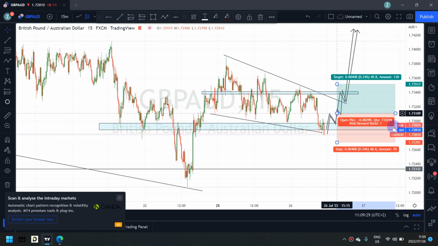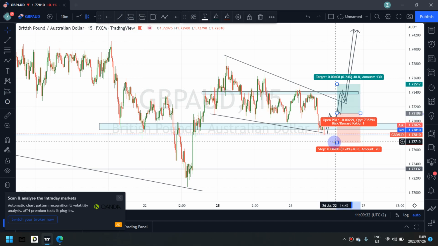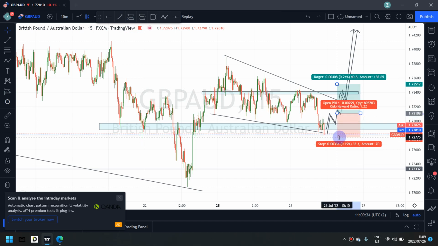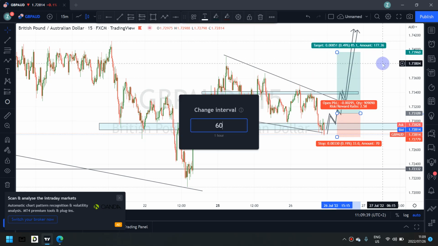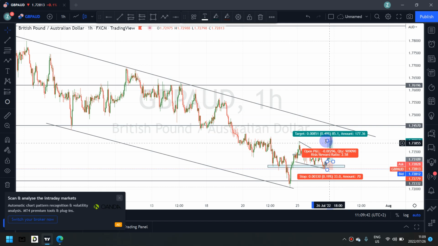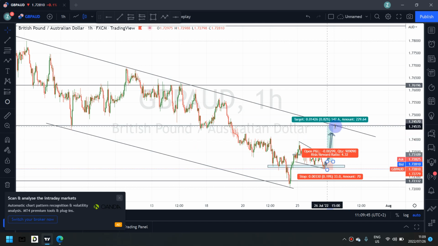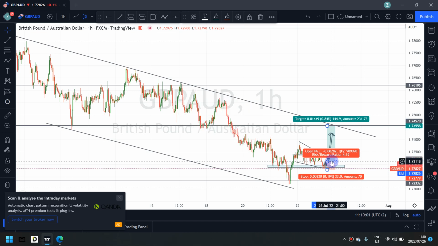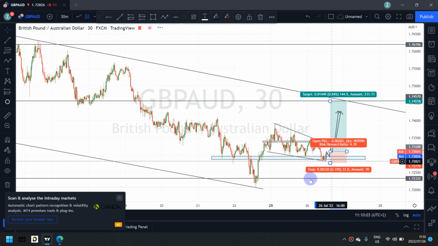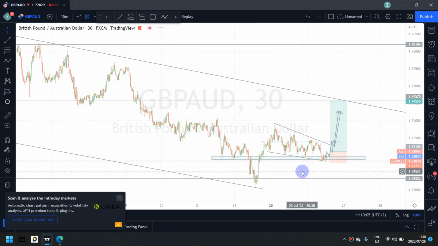My entry would be here, with my stop loss there, and my take profit at my key level or at the touch of the trend line, the resisting trend line, right? So as you can see, the risk reward ratio is a good 1:4.39. So that's how basically I would cater for the trade.